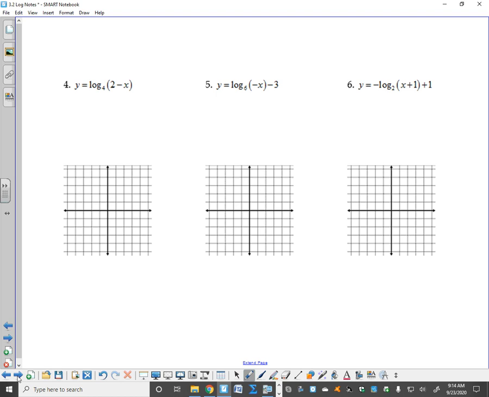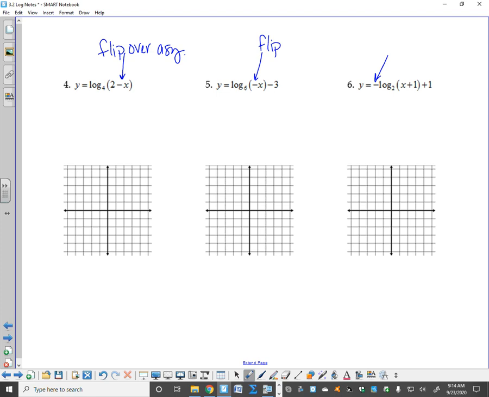Now, I want you to look at 4, 5, and 6. Number 4, I see a negative on the x inside the parentheses. He has a negative on x inside the parentheses, and he has a negative outside the log. Okay? When you have a negative inside, that is going to be a flip over the asymptote.